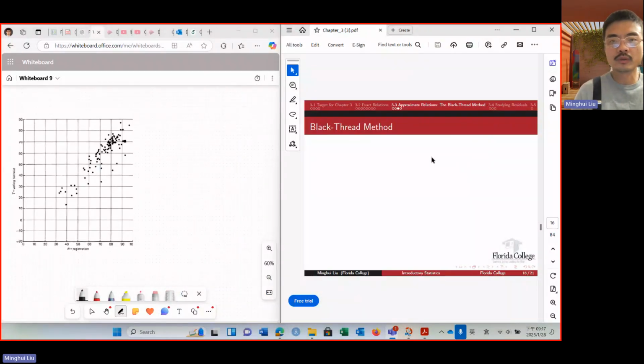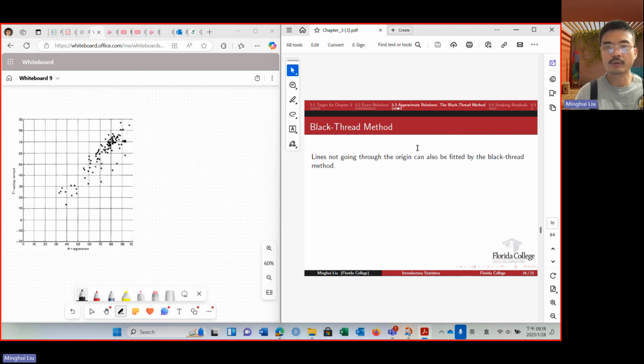Now let's continue our discussion in chapter 3. So now we're going to introduce our informal method called the black thread method, and how to construct a real line or a straight line that fits the data. So here's how it works.